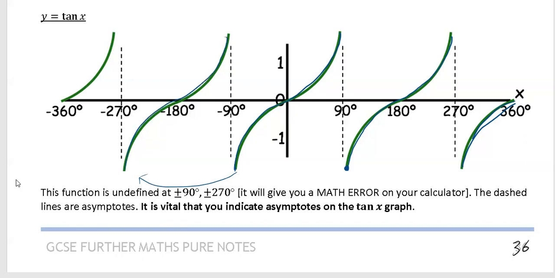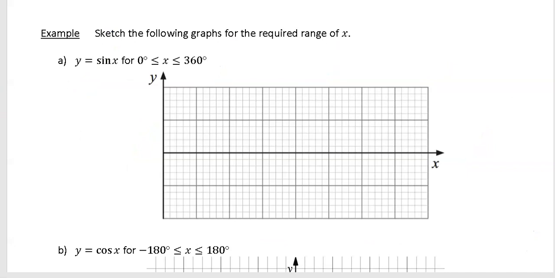So I can draw it that way. And the last wee bit is just a wee half version of those. And that's it. So you can see roughly how I can draw this thing out. As it says here in bold, it is vital that you indicate asymptotes on the tan graph, and that's it.